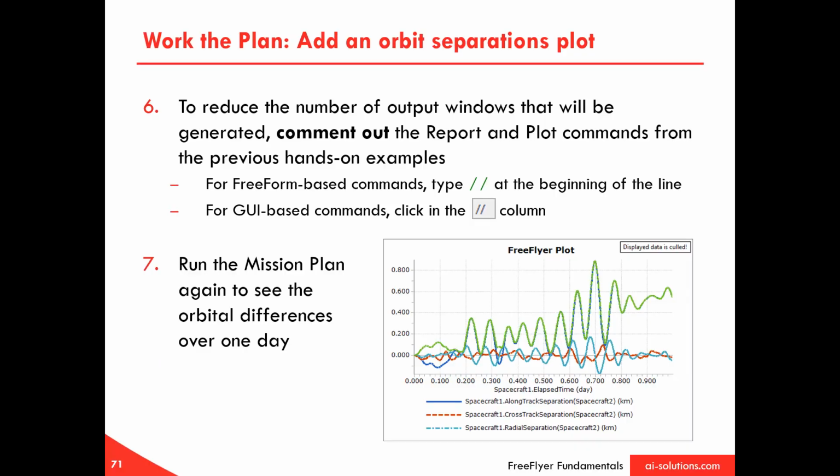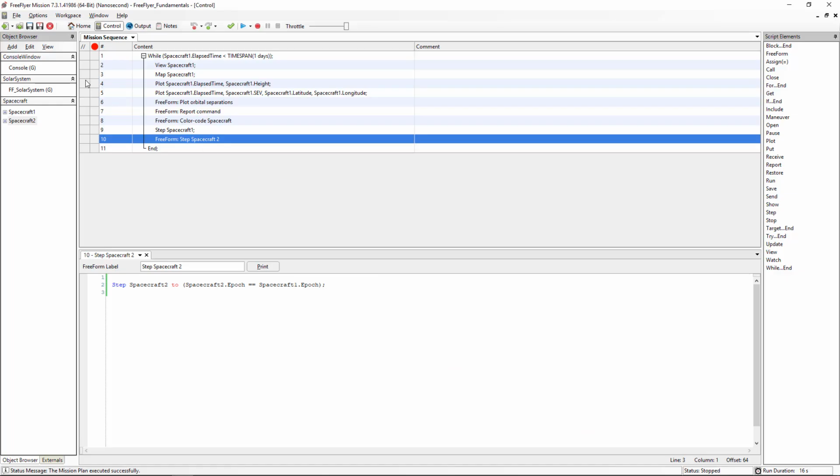Now, to reduce the number of output windows that will be shown next time you run the mission plan, you can go ahead and comment out the report and plot commands that we added in the previous parts of the training. So for freeform-based commands that you typed in, you can just type 2 slashes at the beginning of the line. And for GUI-based commands, you can click in the column to comment those lines out. And then we'll run the mission plan again to see the plot of the orbital separations caused by the different force models. So I'll comment out those plots and reports from the previous hands-on problems and save my mission plan and run it.